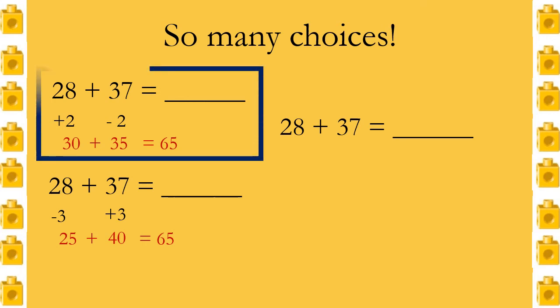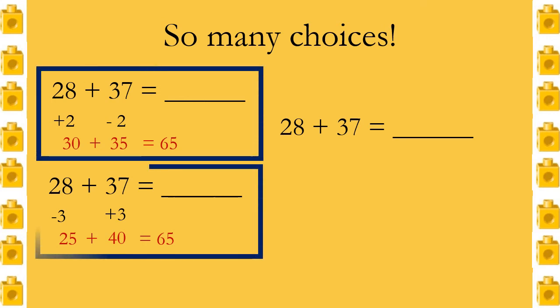So we've got this way of doing it. We have this one, and let's look at another one. Here's 28 plus 37 again. We could do the 37 again and make a zero number and subtract the 3 from the 28. And we've got 25 plus 40.